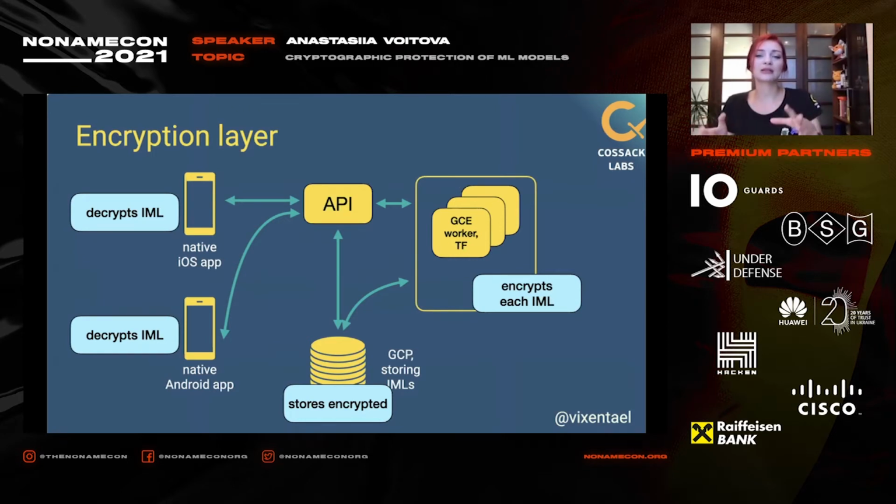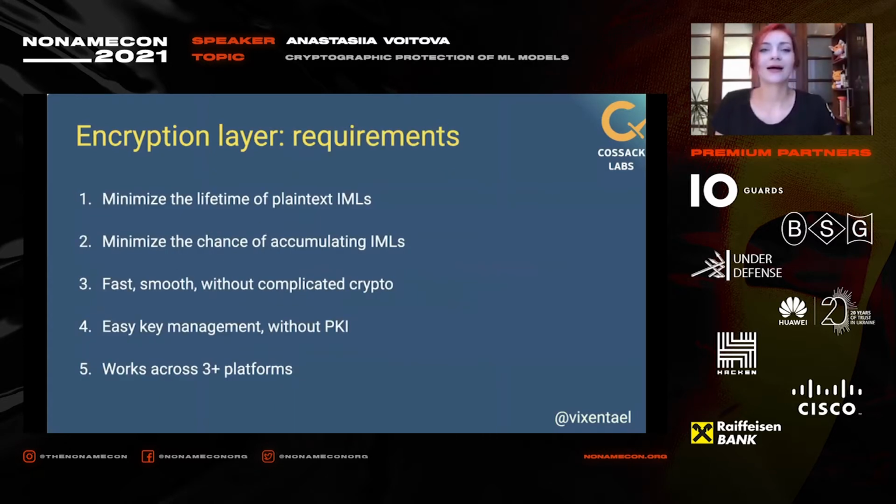Then when the mobile application gets a link to download this model, it downloads the model and then decrypts the model. Very straightforward. And as you can see, the encryption and decryption points in this infrastructure are different, which means that we can use public key cryptography here. But before we use that, let's discuss the requirements of the encryption layer, because why build things that don't satisfy our requirements?